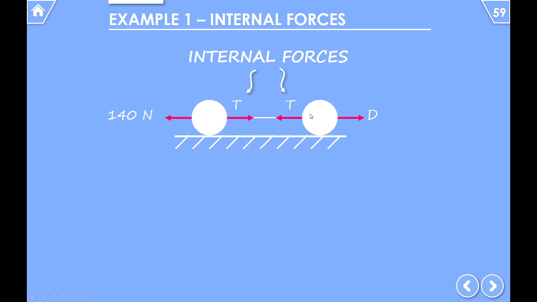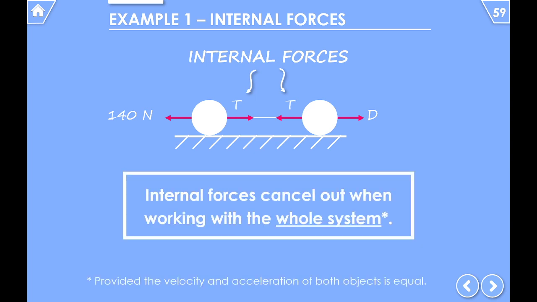And so if we're going to formalise what we've been doing in the last question, we can say that when we're working with the whole system, the internal forces will cancel out and we can ignore them. Okay, that only works provided the velocity and the acceleration of both objects is equal, but in the kind of problems we're looking at, that will always be the case.